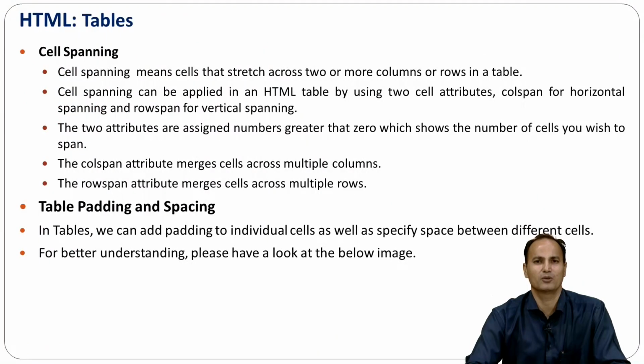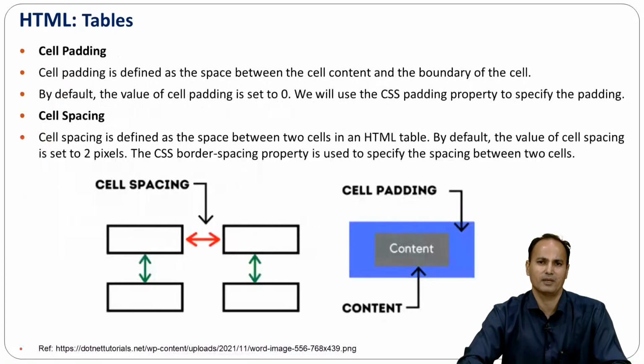Also, this is all about row spanning and column spanning. Moving next is table padding and spacing. So in a table we can add padding to individual cells as well as specify space between different cells. For better understanding, please have a look at an image so you can understand it better.